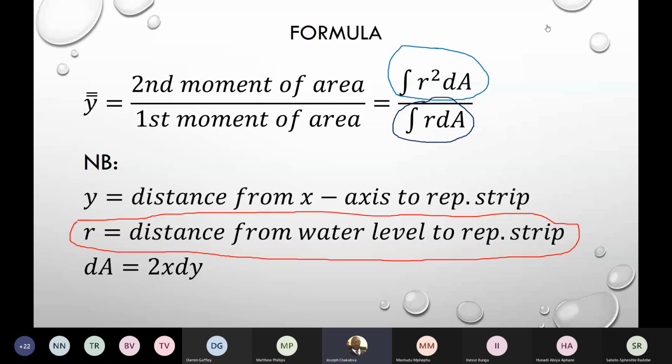So, as I was saying, this is Y and this is R. Now, for dA, it will be 2x dy. Remember, normally, in a normal case, our dA will be x dy, because our limits are in the y-axis. We're dealing with the y-axis, limits in the y-axis. So normally, dA will be x dy.